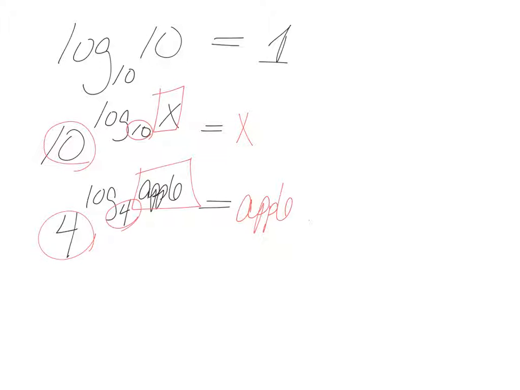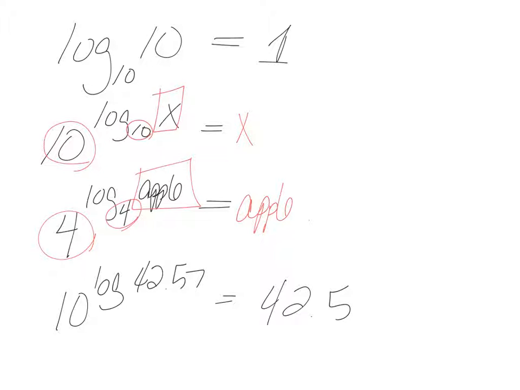Right? That's all I wanted to sort of remind you. I mean, it's obviously doing this. Examples of actual answers would be, or numbers, log base 10 of 42.57 equals 42.57. And we went through the proof of why that is true quite a few lessons ago. I just wanted to refresh your memory as we get into the next slide.